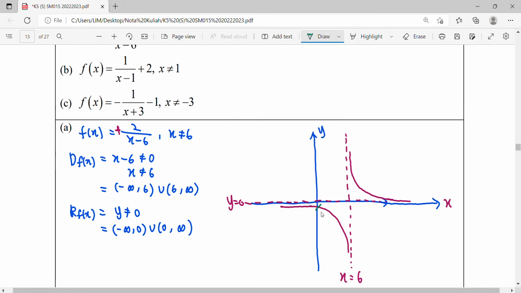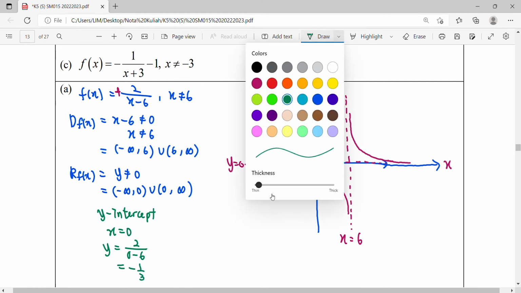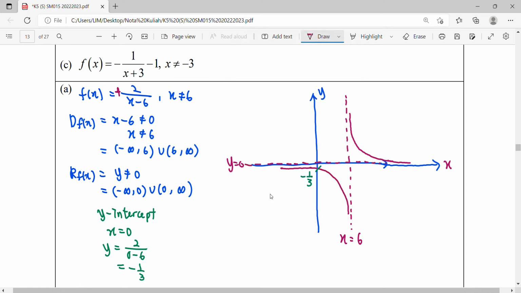Y intersection. So the Y intersection you have to calculate when x equals to 0. What's your value? 2 over 0 minus 6. This is negative 1 over 3. Then lastly, we label this is our fx equals to 2 over x minus 6, where x is not equals to 6.